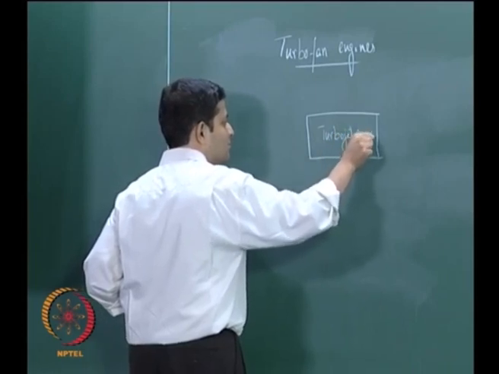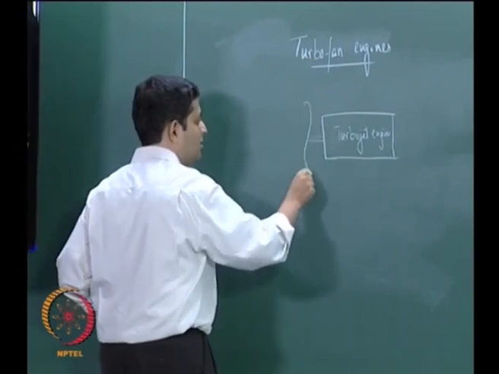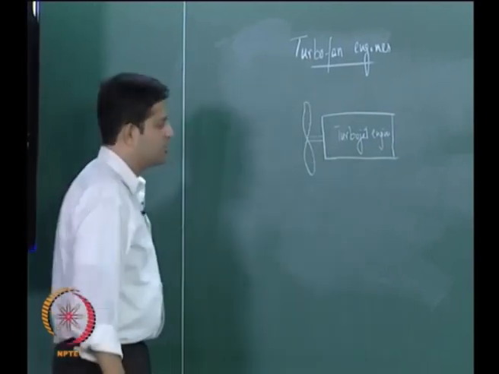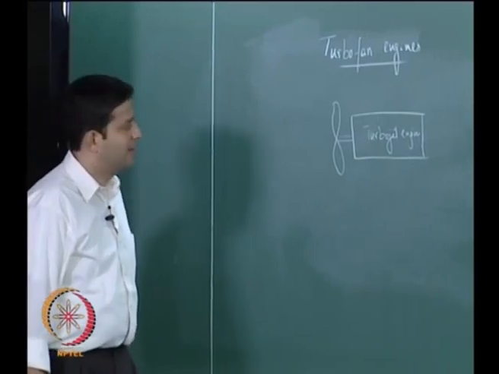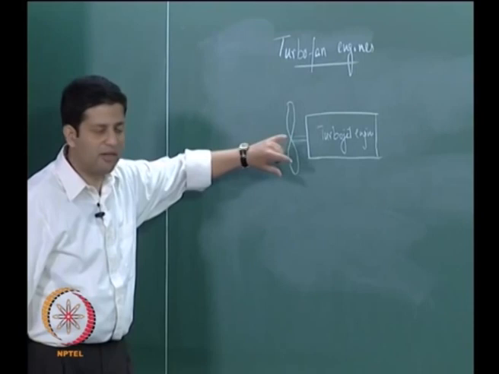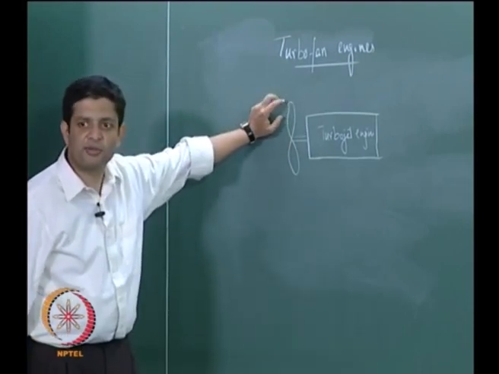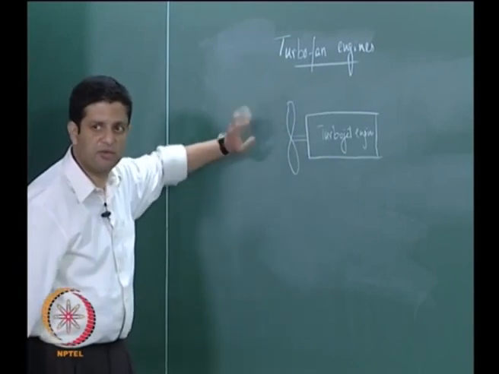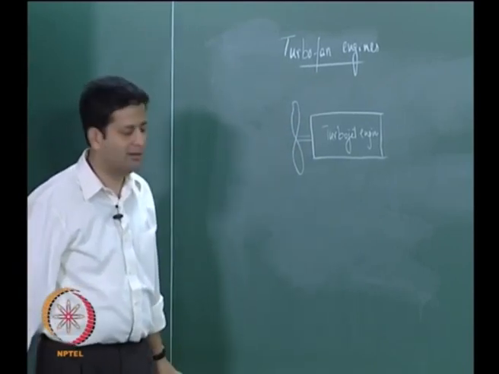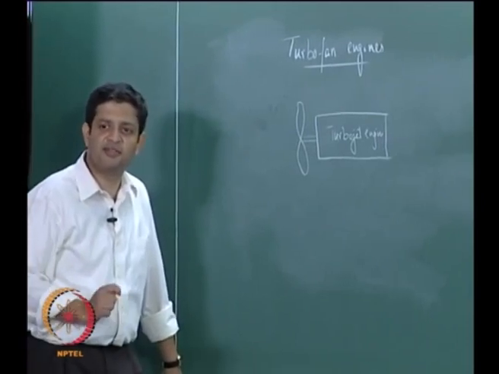So the idea was, why not reduce forward speeds ahead of this fan, and a simple way to do it is put a diffuser in front of it, right. If you put a diffuser in front of it, irrespective of the flight Mach number, you can control the flow speed upstream of the propeller or the fan, right. So that is the essential idea of a turbofan engine.